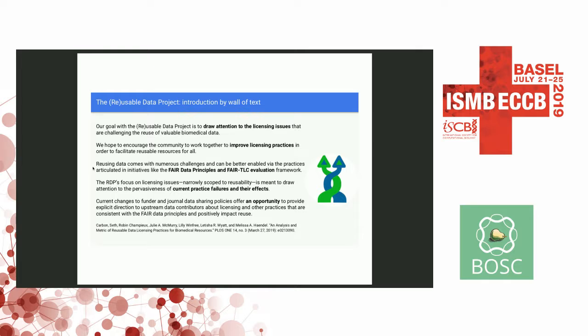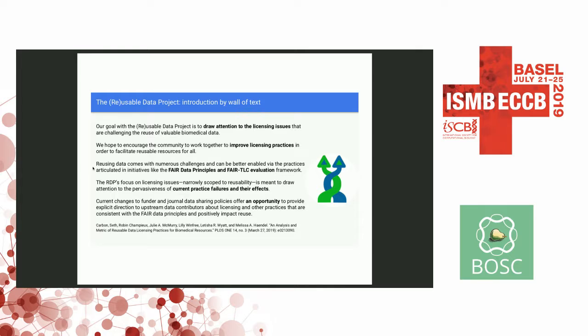The Reusable Data Project's focus on licensing issues, narrowly scoped to reusability, is meant to draw attention to the pervasiveness of current practice failures and their effects. Current changes to funder and journal data sharing policies offer us an opportunity to provide explicit direction to upstream data contributors about licensing and other practices that are consistent with the FAIR data principles and positively impact reuse.